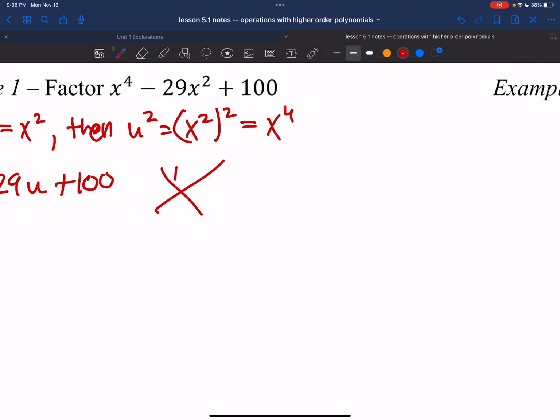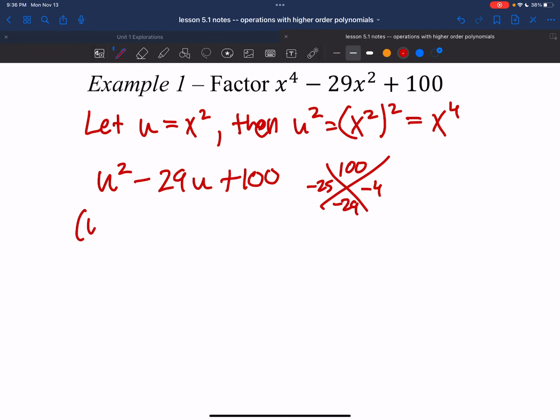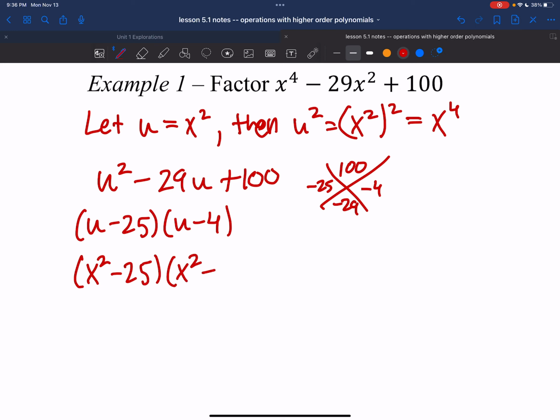I say, here's 100, here's negative 29. What's that? Negative 25 and negative 4 make that. So then this factors as u minus 25 and u minus 4. But look, you don't want to keep it in terms of u. You want to keep it in terms of x. But this sort of substitution allowed you to factor this. And I can say, okay, well, u is x squared, right? Because that's what we said it was originally.